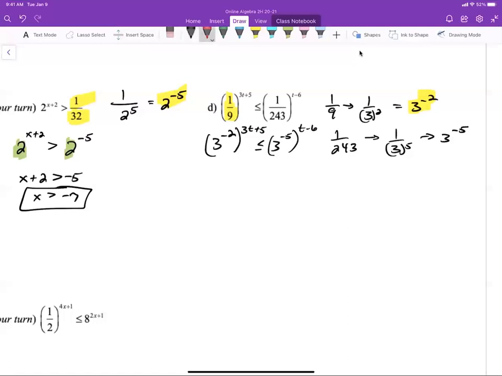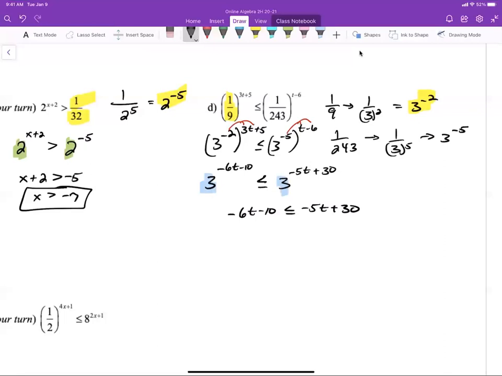Now I can distribute this negative 2 through, since we multiply, through 3t plus 5, and I will take this negative 5 and multiply through t minus 6, and I'll simplify. So that becomes 3 to the negative 6t minus 10 is less than or equal to 3 to the negative 5t plus 30. Okay, now my bases are the same. These bases are the same, and they're greater than 1, so I don't have to switch the inequality sign. And I can set my exponents, well, not equal to one another, but less than or equal to one another.